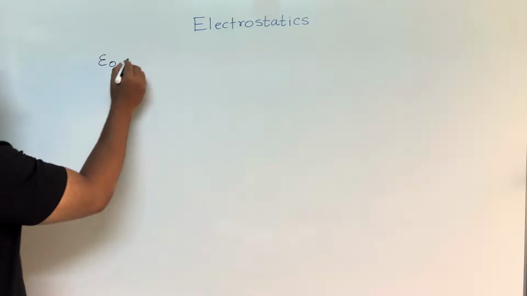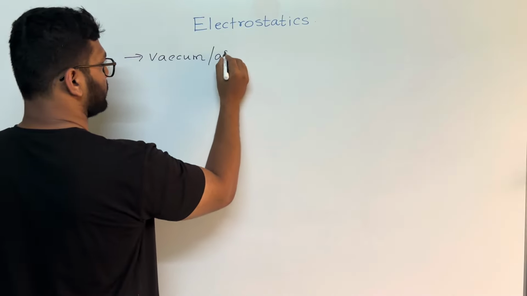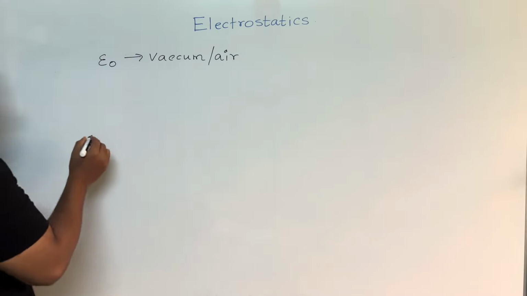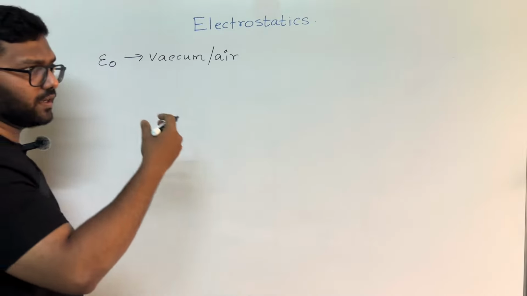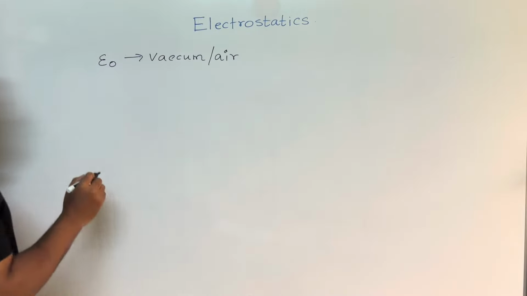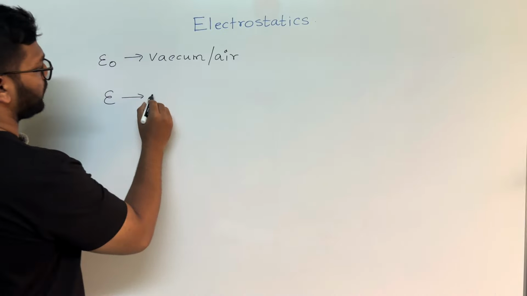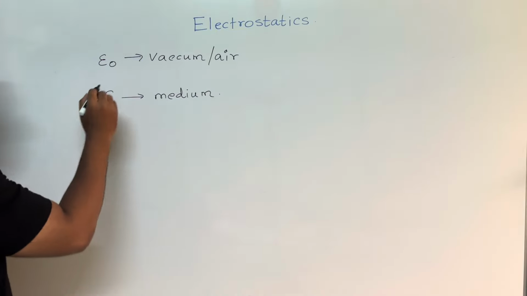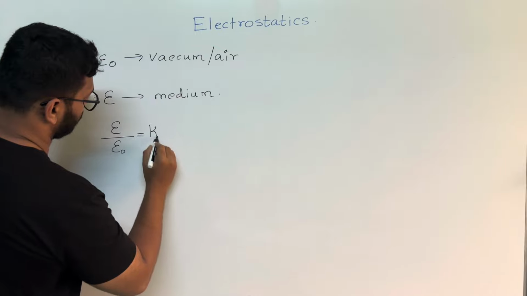This is for vacuum, or you can say air. It is nearly the same for vacuum and air. But now for another object, let's say glass or liquid, any sort of liquid like oils, epsilon 0 will not be the constant of permittivity, it will be epsilon. So epsilon is for any other medium. Now if I take the ratio of this epsilon by epsilon 0, that ratio is equal to K.